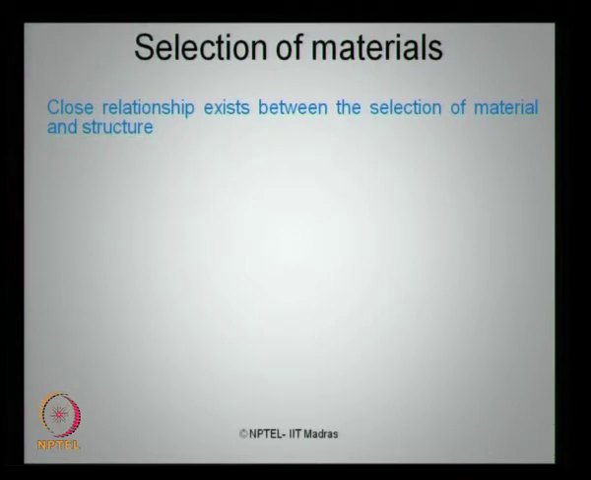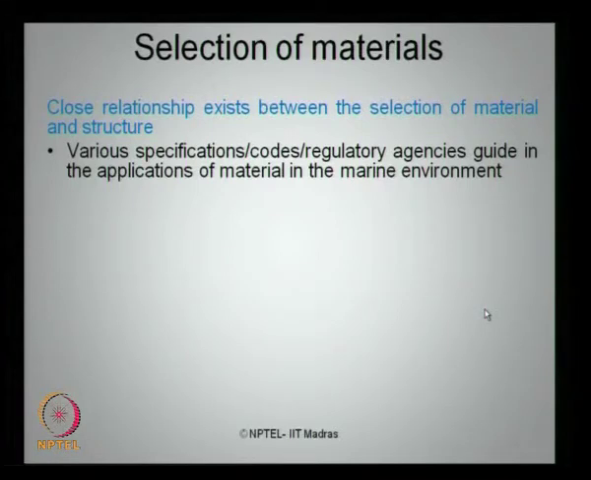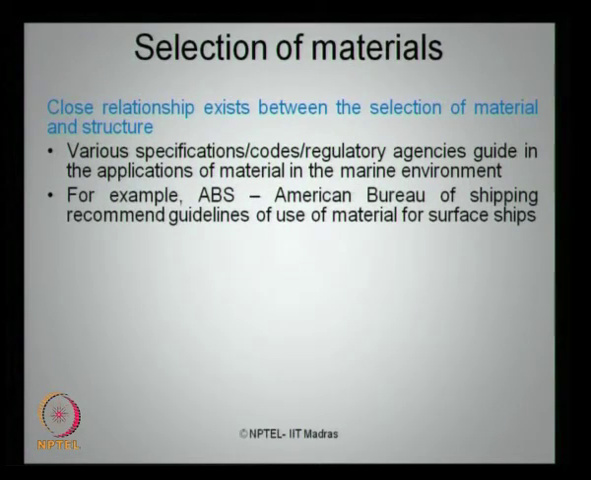We must understand, ladies and gentlemen, there exists a very close relationship between the selection of material and the type of structure. Various specifications, codes, and regulatory agencies guide the application of material in the marine environment. There is no doubt about it. You have different varieties of codes which recommend certain ideas and methodologies based on which you can select the material for the marine environment. For example, the American Bureau of Shipping recommends guidelines for the use of material for surface ships.